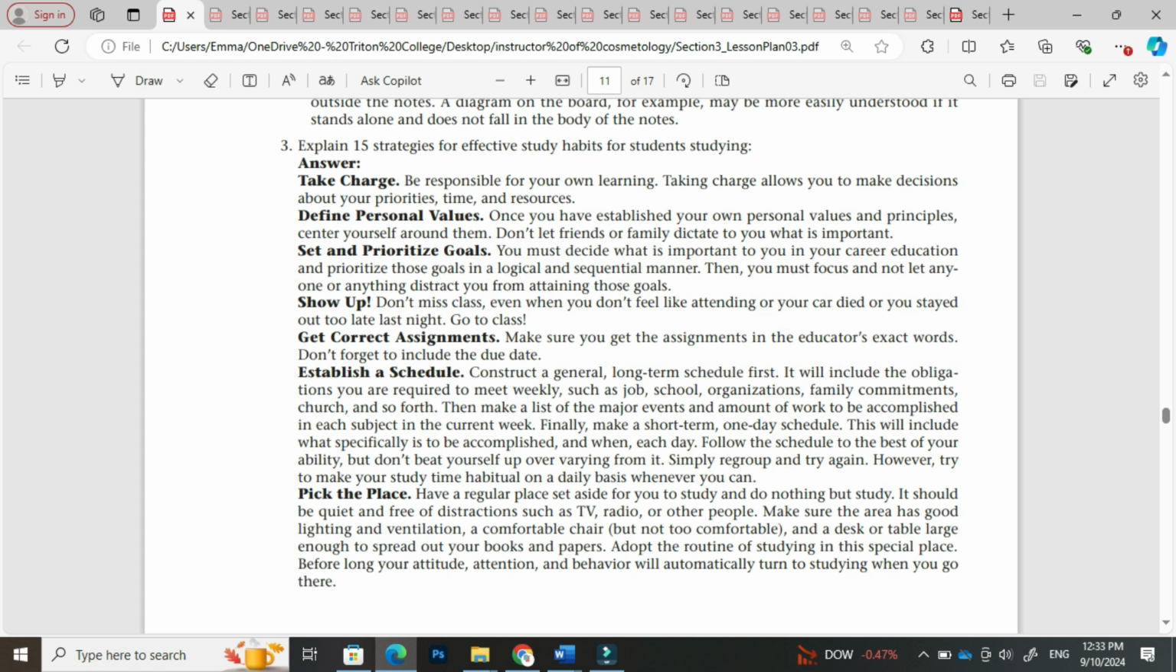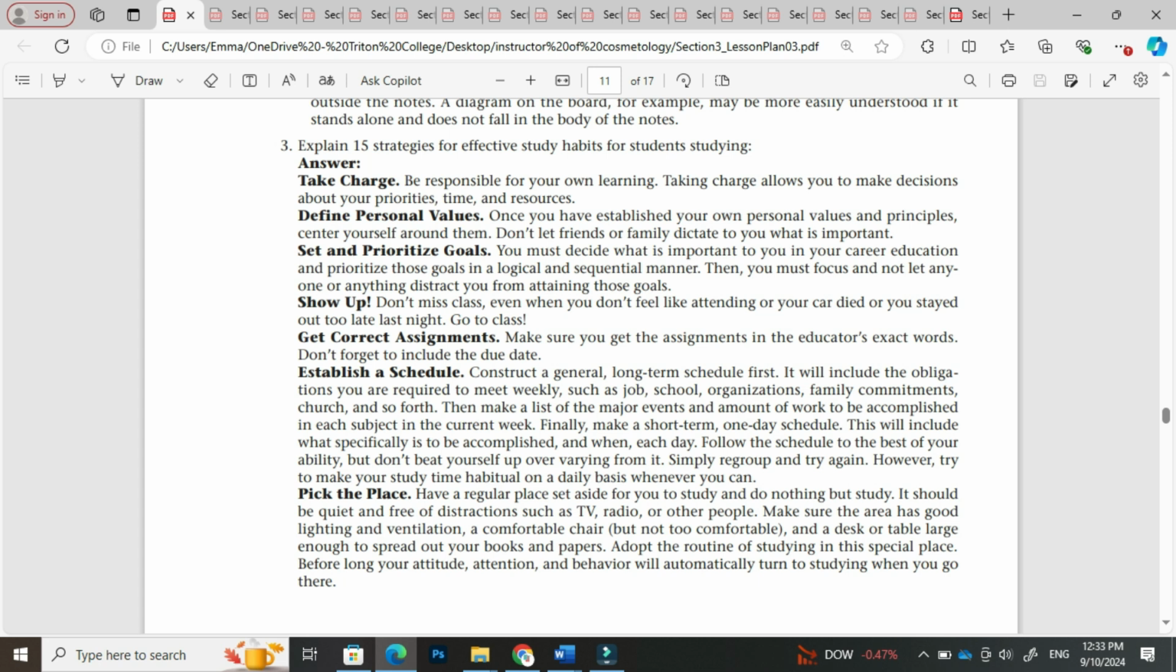Define personal values. Once you have established your own personal values and principles, center yourself around them. Don't let friends or family dictate to you what is important.